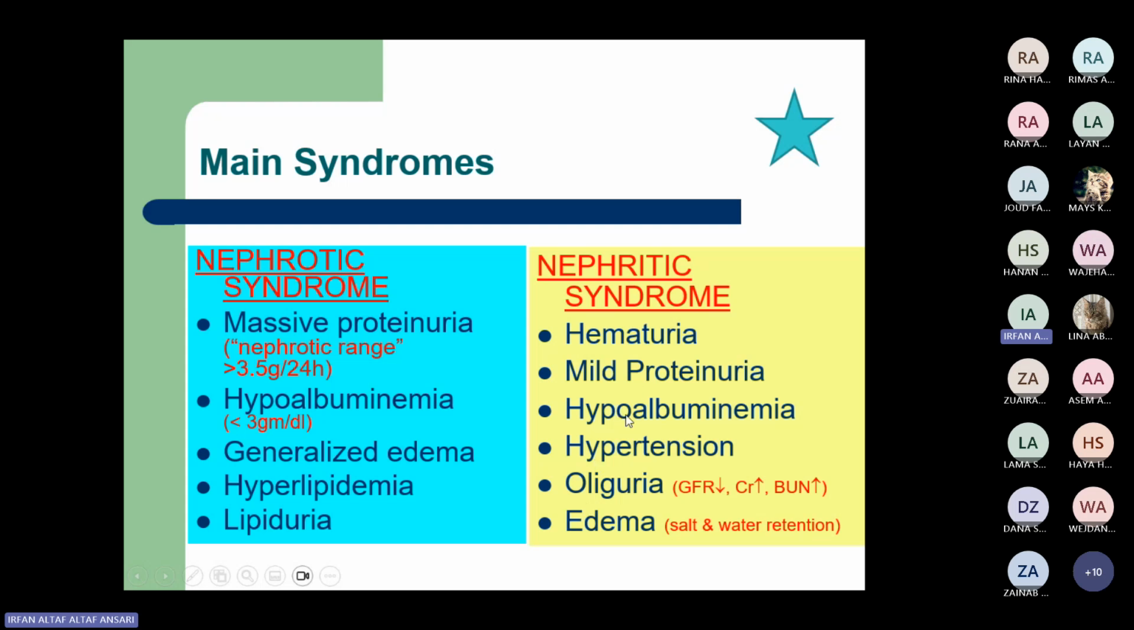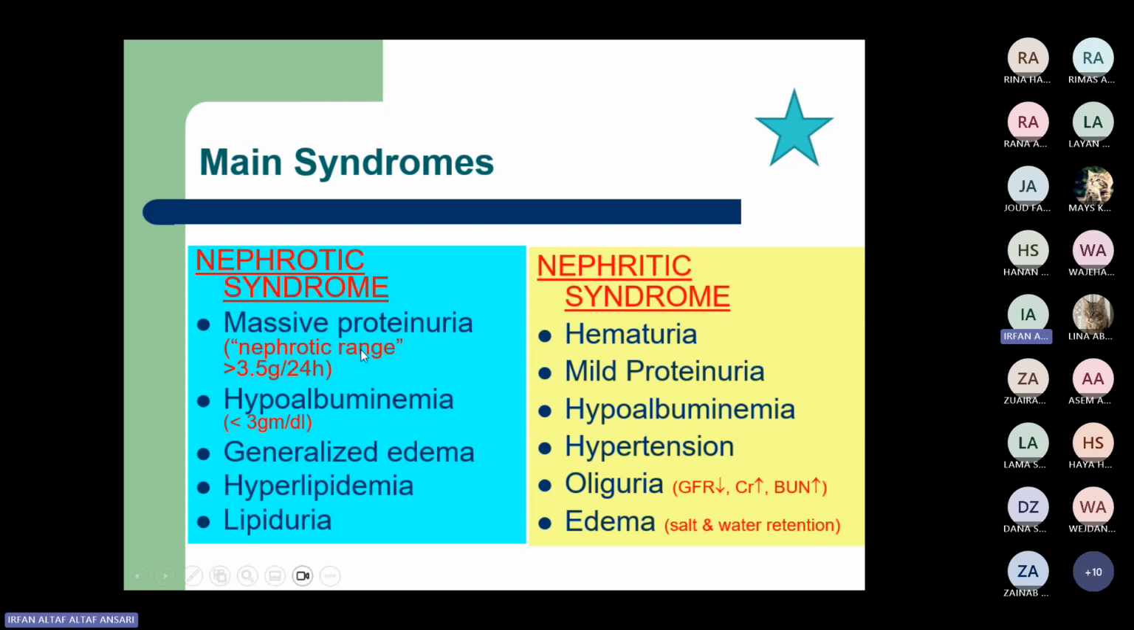Some patients may also have hypoalbuminemia, edema, and oliguria. Oliguria means reduced renal urine output. So you will have reduced glomerular filtration rate, increased level of serum creatinine, and increased level of blood urea nitrogen. So these are the main differences between the nephrotic and the nephritic syndrome.